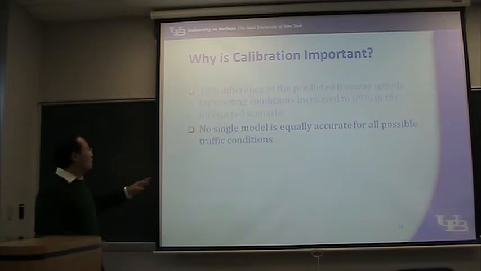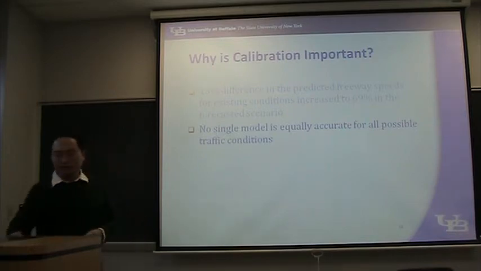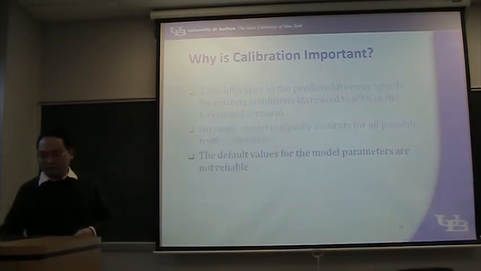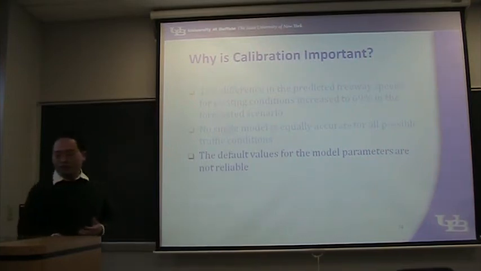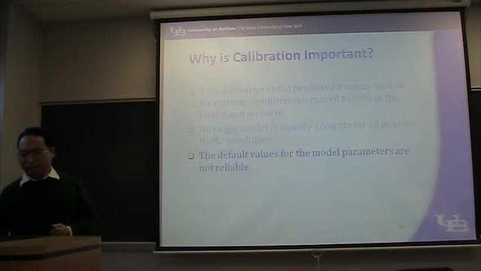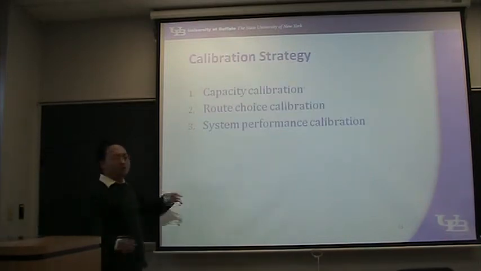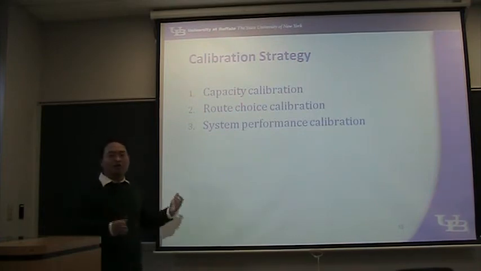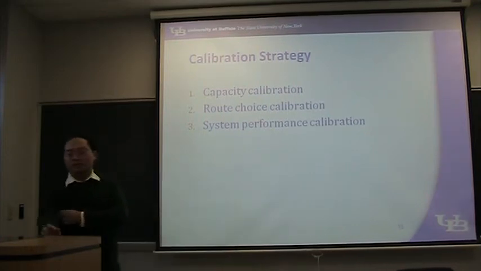And as I mentioned, no single model is equally accurate for all possible traffic conditions. And all the models are providing those default values, but they are not reliable. Now here is our calibration strategy. You know what you want to do, but this is not an easy task. It's very difficult. And even after this lecture, you will still be uneasy. But I hope it will be a bit easier.